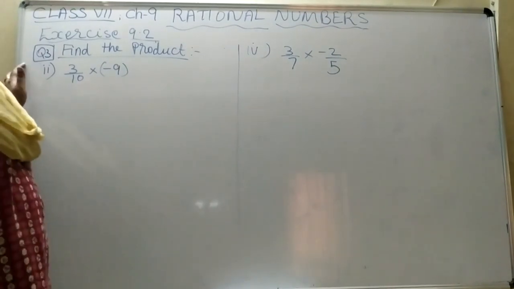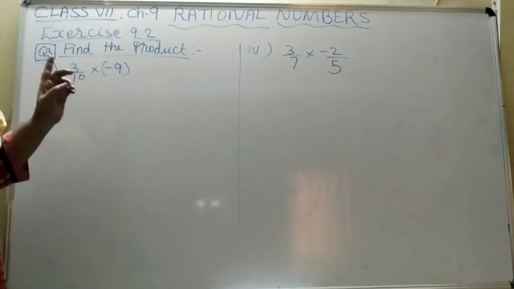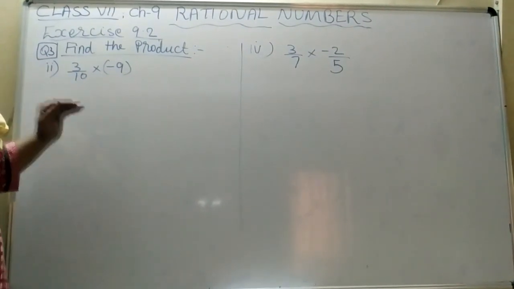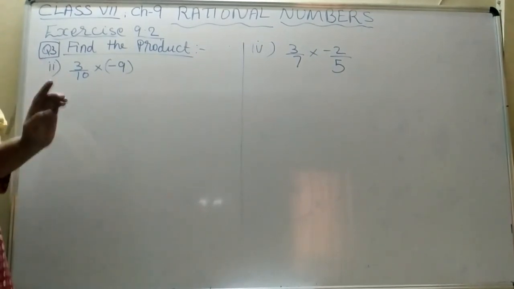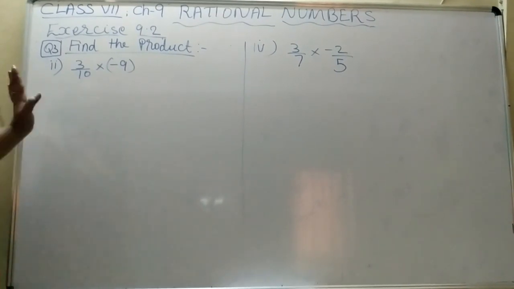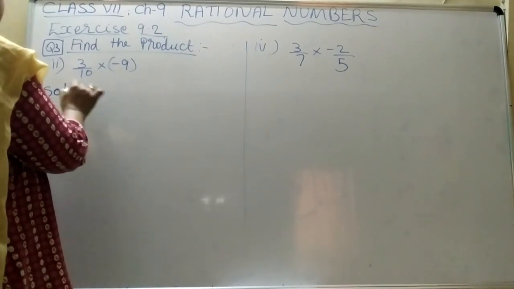Next, question number 3, find the product. Product of two rational numbers means multiply the numerators upon multiply the denominators. If any common factor is there in the numerator and denominator, we can cancel it, and you will get the answer. So we can start writing the answer this way.